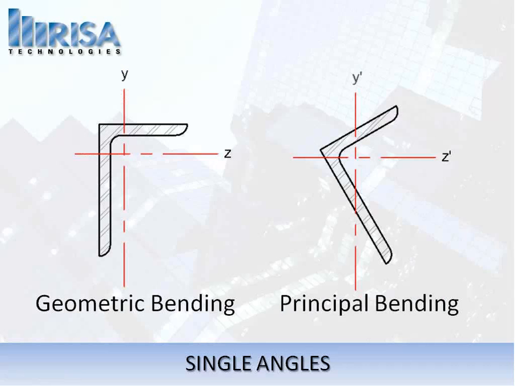Now taking a look at this, what we can see is that a single angle has geometric axes, that is the local y-axis and the local z-axis.